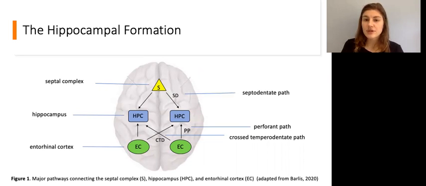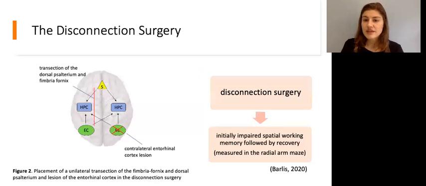Two main sources of input are the septal complex, which projects to the hippocampus through the septodentate pathway, and the entorhinal cortex, which projects to the hippocampus ipsilaterally through the perforant pathway and contralaterally through the cross-temporodentate pathway. The hippocampus is considered a critical structure for learning and memory, but other studies have suggested that its afferents also have an important functional role.